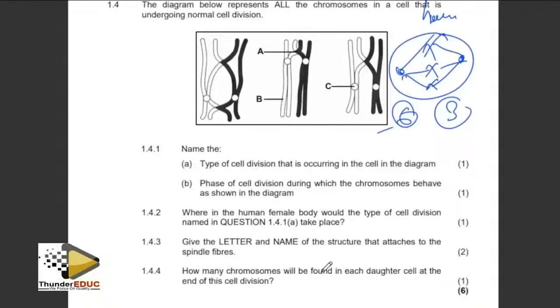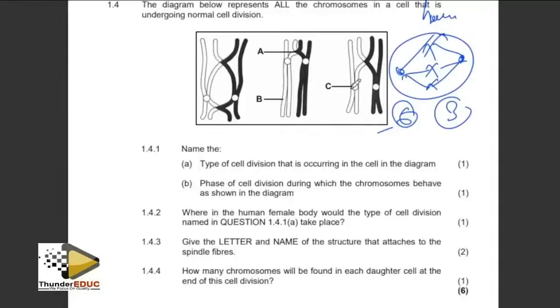How many chromosomes will be found in each daughter cell at the end of meiosis? Now come back here and see. The diagram represents the chromosomes in a cell that is undergoing normal cell division. So now they're asking, how many chromosomes will be found in each daughter cell at the end of this cell division?